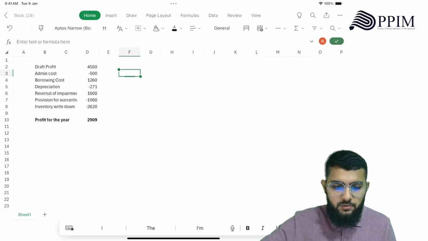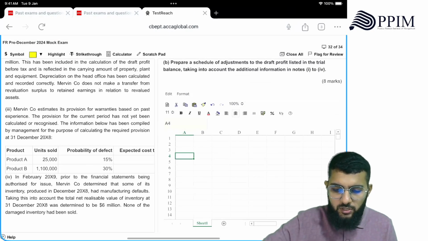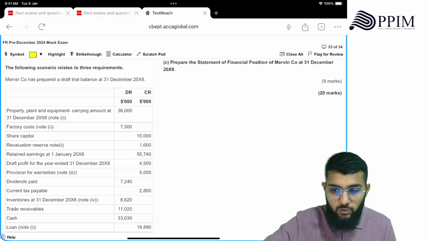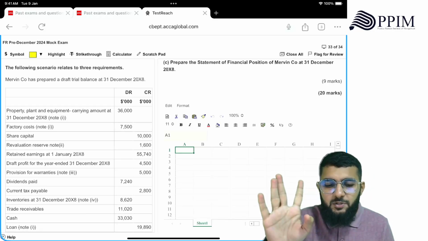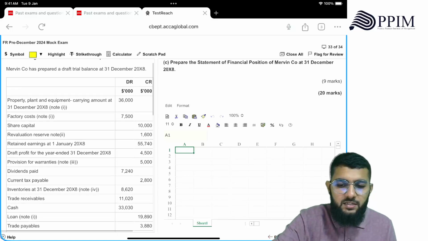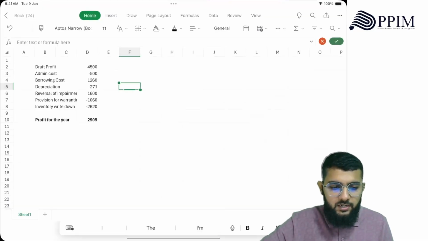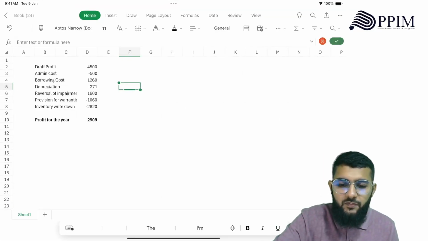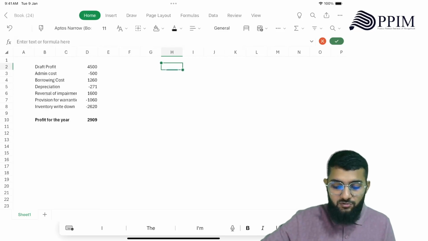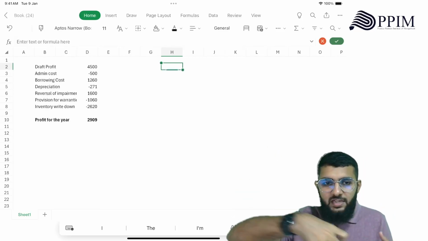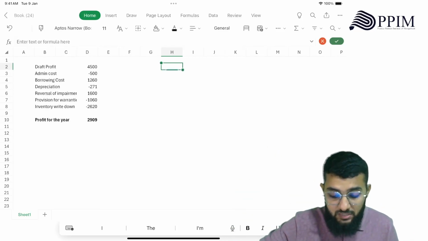Okay. Now what's the third requirement here? Let's quickly go and look at the third requirement, and let's prepare or fulfill the third requirement also. Statement of financial position. They're not asking profit or loss. They're asking financial position. Right. So here you can actually create a draft. So creating a draft also and pulling the easy marks is going to help you immensely.